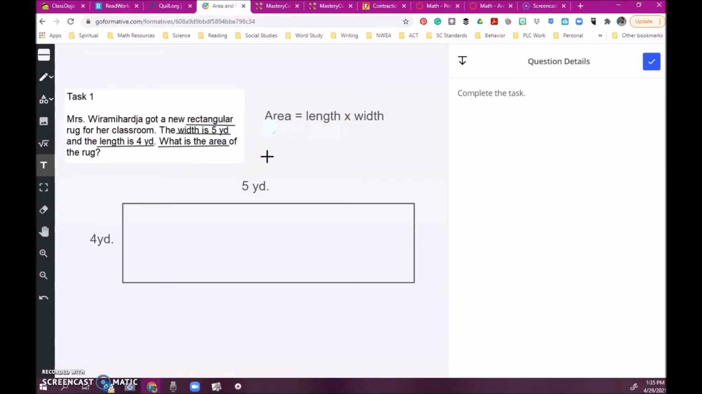I don't know the area. That's what the question asked me to figure out. So I'm going to put a question mark there. But it equals the length times the width. And if I look in the task, it tells me the length was 4 yards. So length is 4, and I have to multiply it by the width. The task tells me the width is 5. I'm going to multiply that by 5. And I know that 4 times 5 is 20. Therefore, the area of this rectangle is 20, and I have to include my label, yards. So area equals 20 yards for number 1 is what you should have.